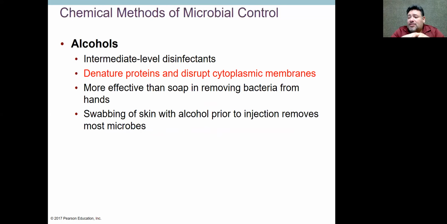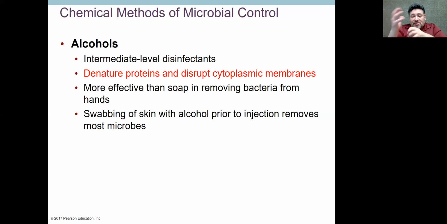Okay, alcohols. Okay, same mode of action. Okay, so when I go into the microbiology lab, the first thing that I do is I take a big bottle of 90% isopropyl alcohol. I spray it on the counter. Okay, and what it does, the alcohol emulsifies plasma membranes, and it also denatures proteins. What does denature mean? It means that it unfolds the proteins.